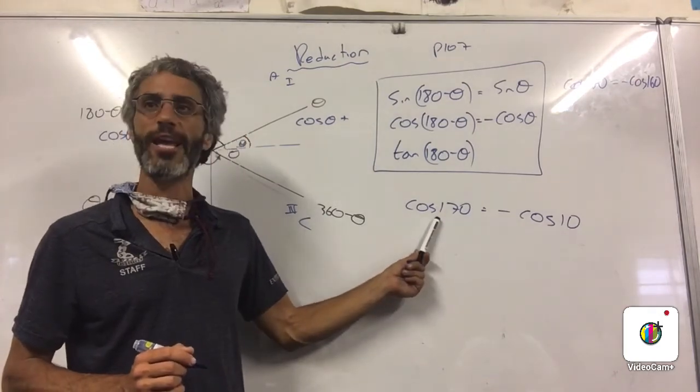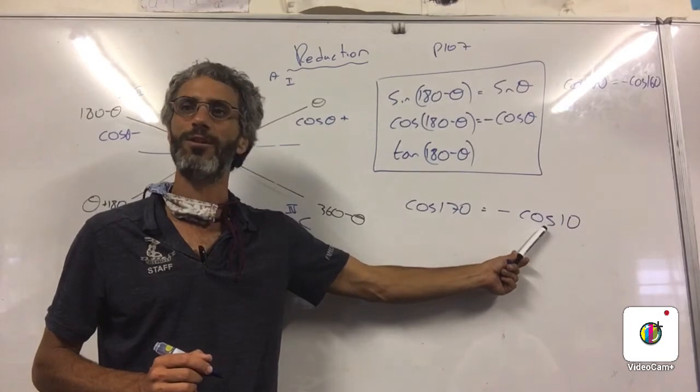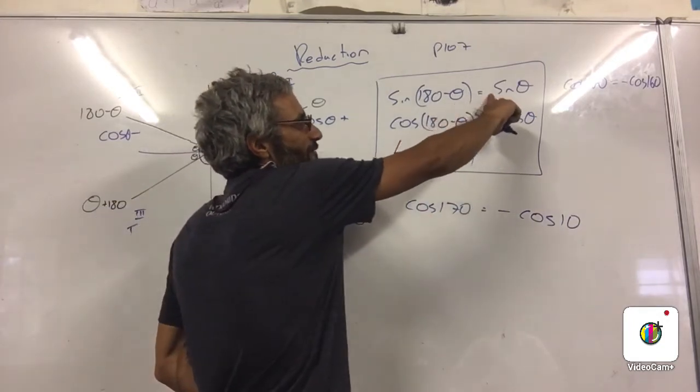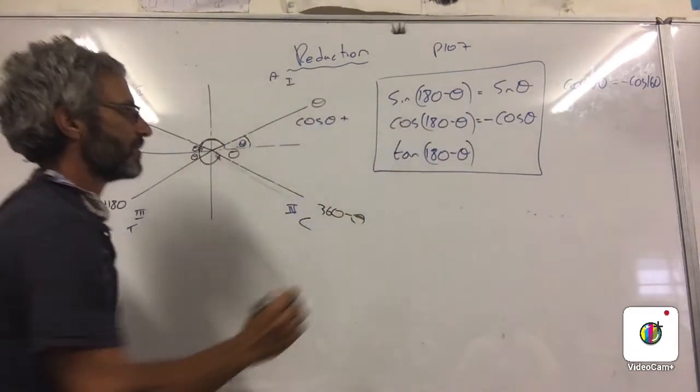It helps you take an angle that is larger than 90 and turn it into the cosine of an angle that is smaller than 90. In the sine, we didn't have a minus. In the cosine, we have a minus. Let's have a look at the tan. I'll pause it.